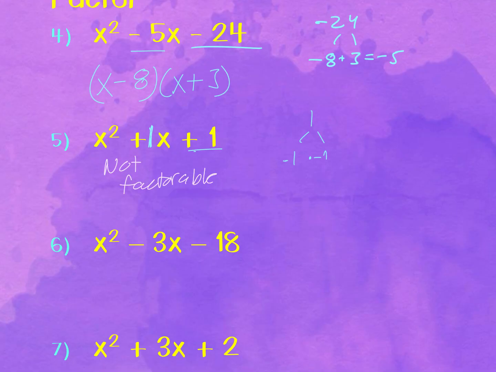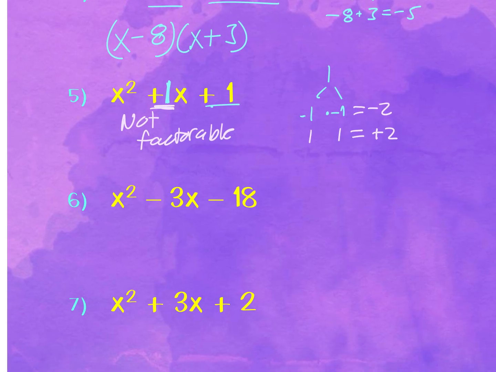There are no two numbers that when you multiply you get 1, and when you add the same two numbers you get a positive 1. If I did -1 and -1, that would get me a -2. If I did 1 and 1, that would get me a positive 2. Neither one of those adds to that middle term, so we can't factor this. So we leave it alone like that. That's perfectly fine to say if it's not factorable.